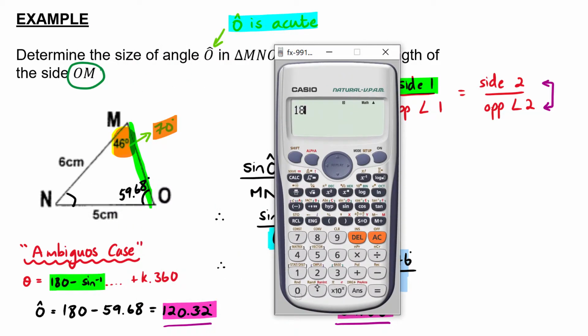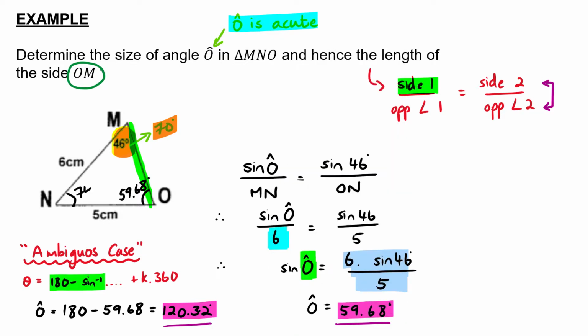be 180 minus 46 minus 59.68, which gives us a value of 74.32 degrees. So that angle there is 74.32 degrees. Now that we've got the opposite angle, we can use any combination of sides to figure out the length of OM.